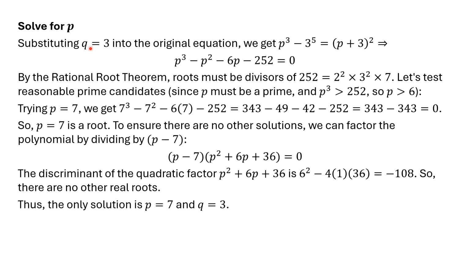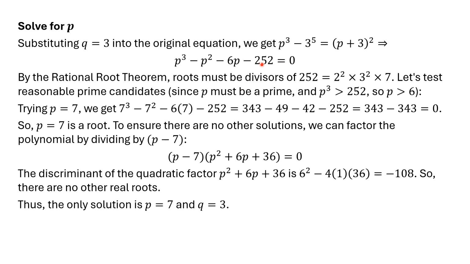So we put q equals 3 into our equation. We have p cubed minus 3 to the 5th, and we have p plus 3 squared. Multiply this out, and then subtract it from this side. Multiply this, and then add the 27 to it, and you get this here. And then we use the rational root theorem.